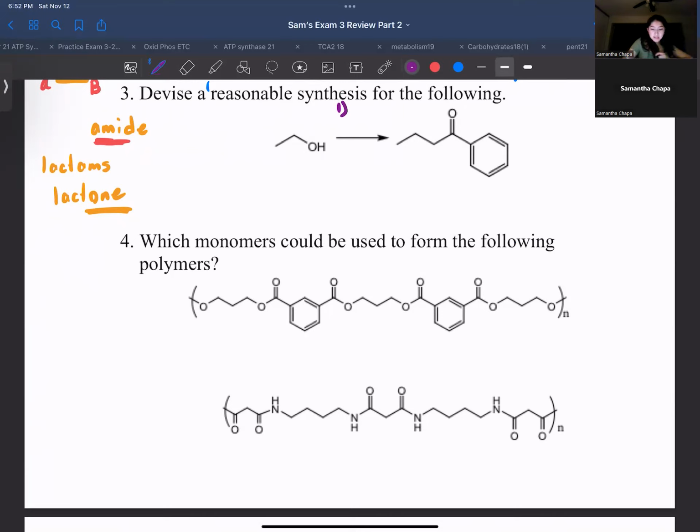So for this one, what I did is I used PCC to make this alcohol a carbonyl. That was my first step. The second step I used was an organometallic. So there you go. And so our organometallic attacks the carbonyl carbon, and we add it onto our compound.